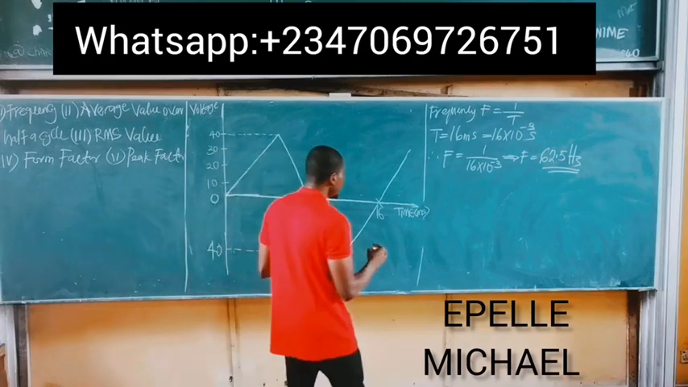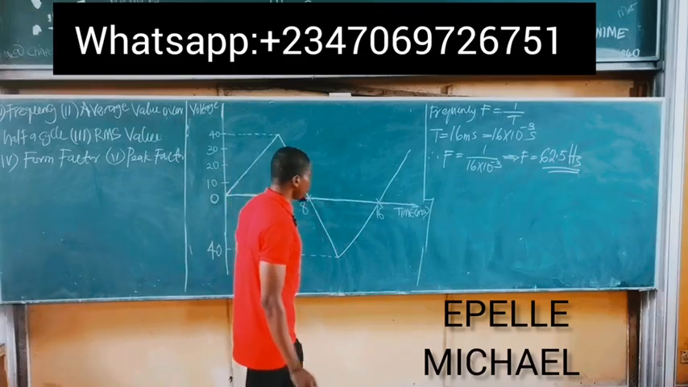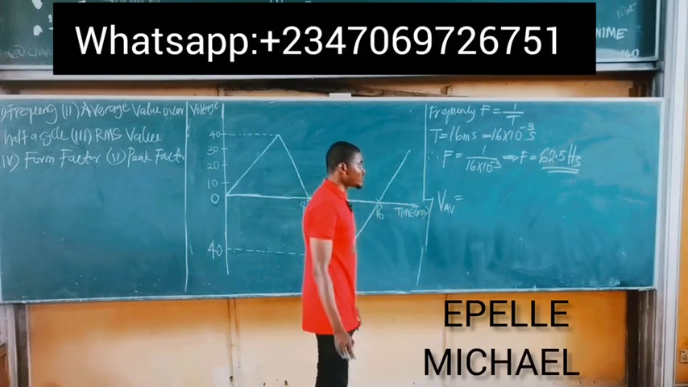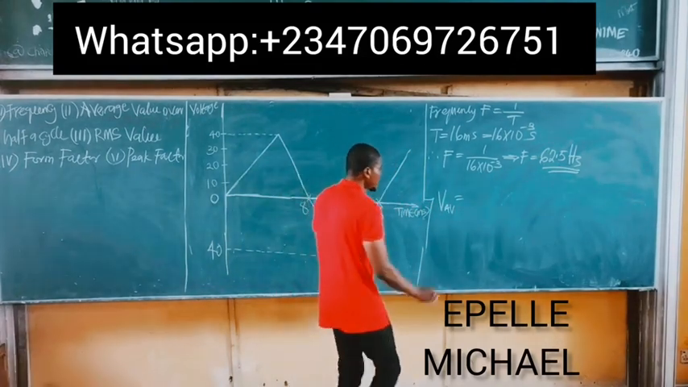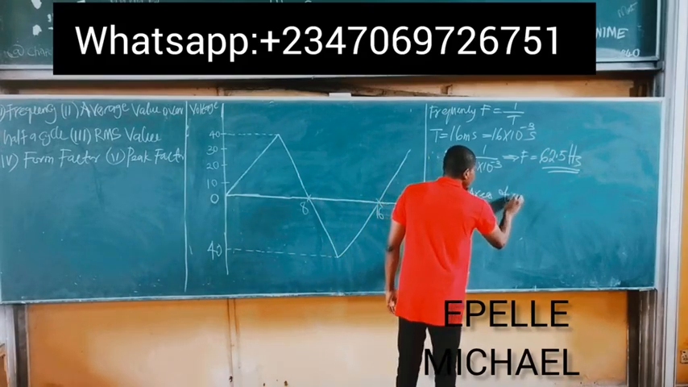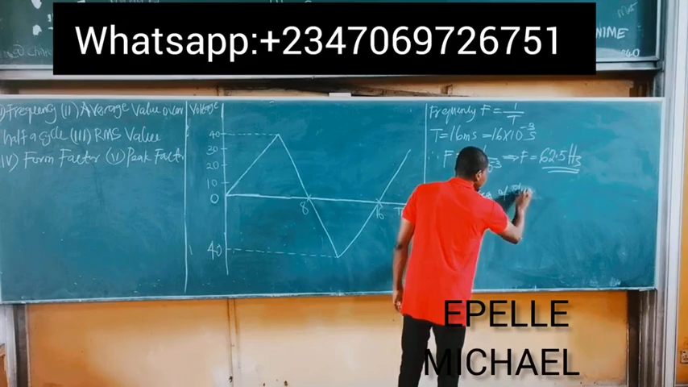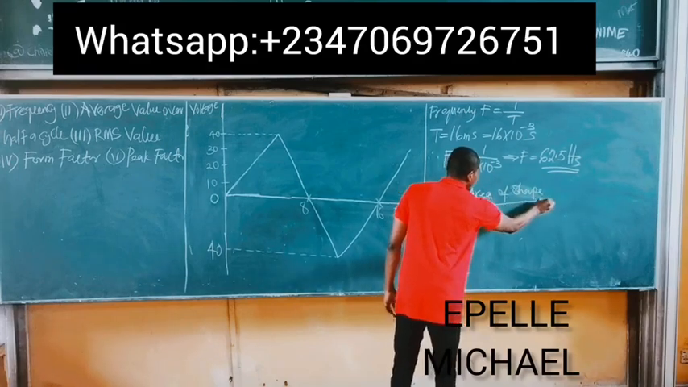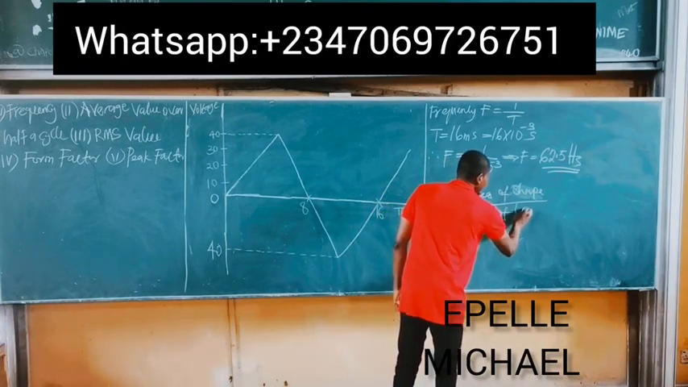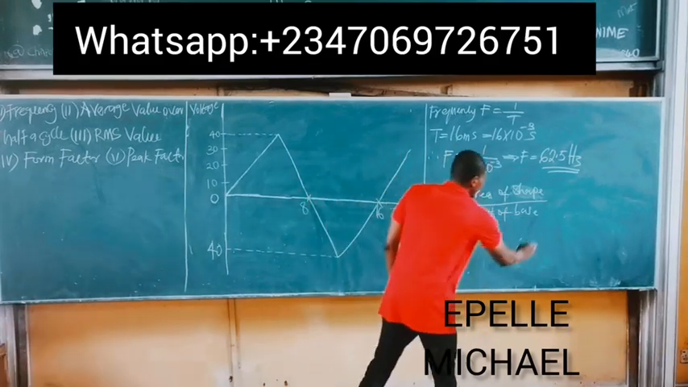The first method: since we're talking about a voltage wave, it's going to be V average, simply V_AV, which shows the average value of the voltage. It is simply the area of the given curve or cycle, the area of shape, all over the length of base. So we'll do this now and compare with the second method.